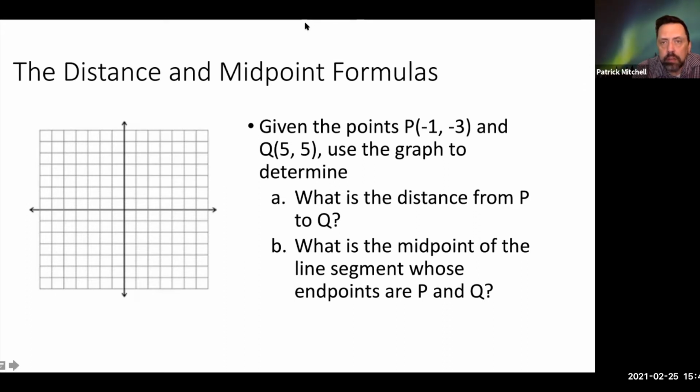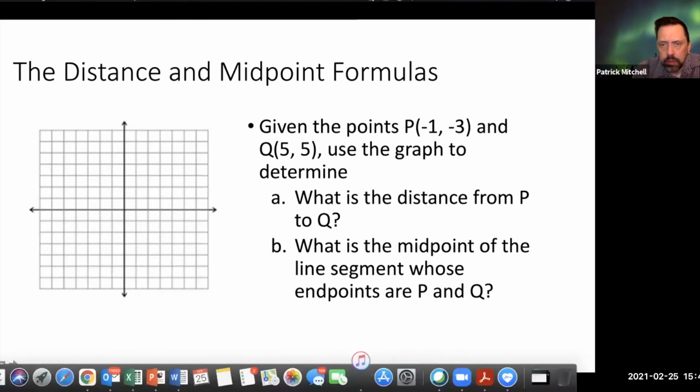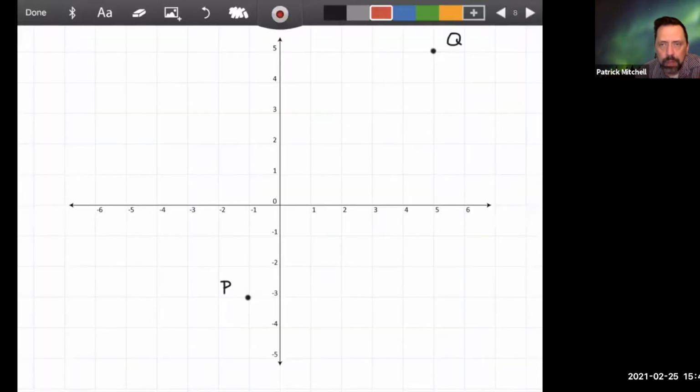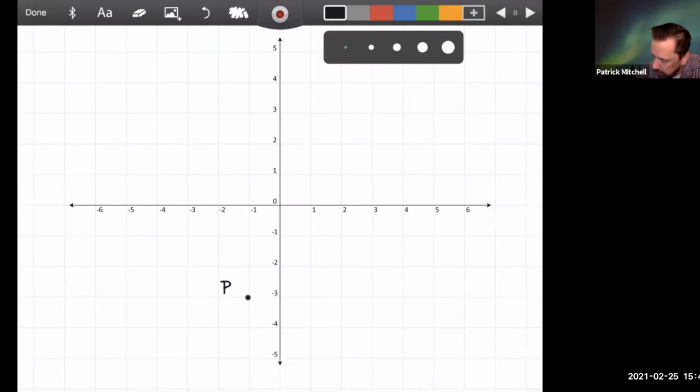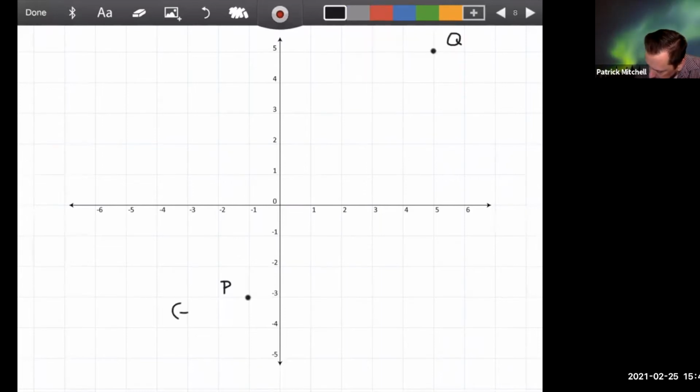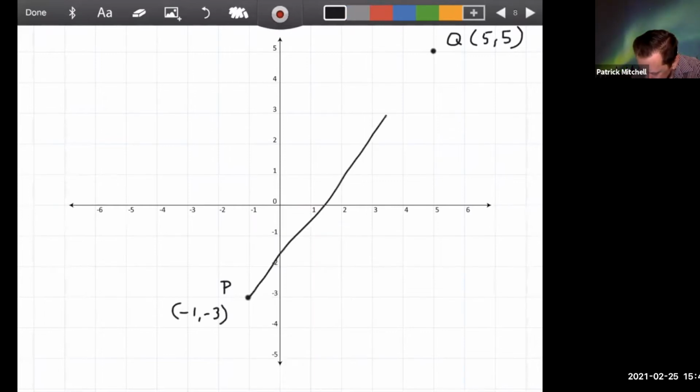that will help us with this. I'm so used to doing this on an old school whiteboard that this is going to be something new for me. All right, so there's point P, there's point Q. Remember that P was -1, -3, and Q is 5, 5. So what I'm going to do is draw as straight a line as I can from P to Q. Okay, it's not too bad.